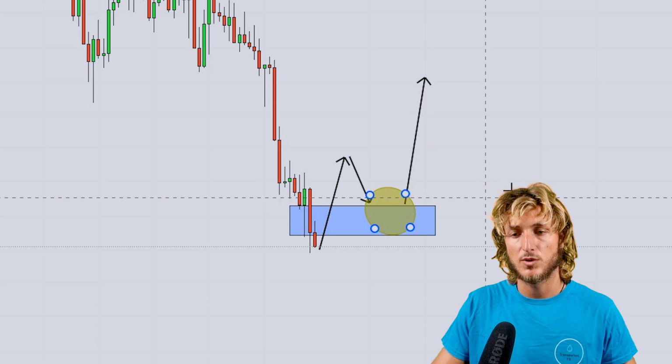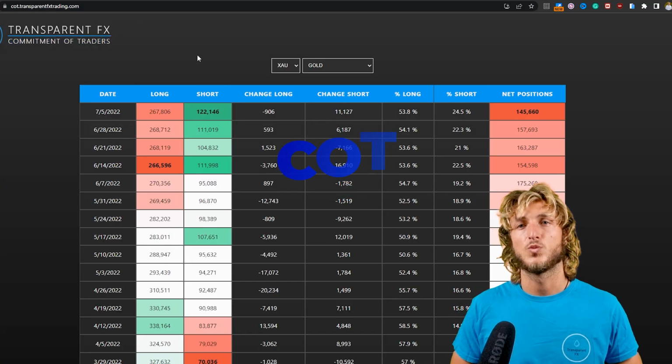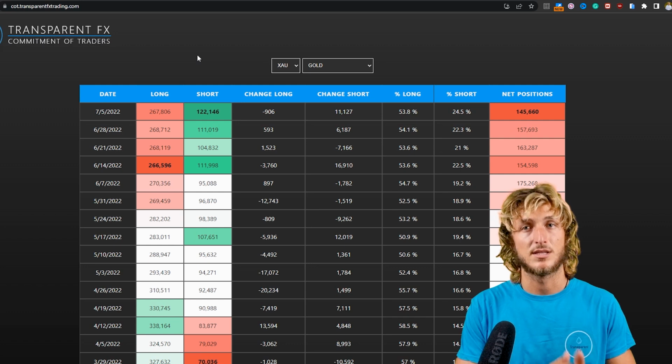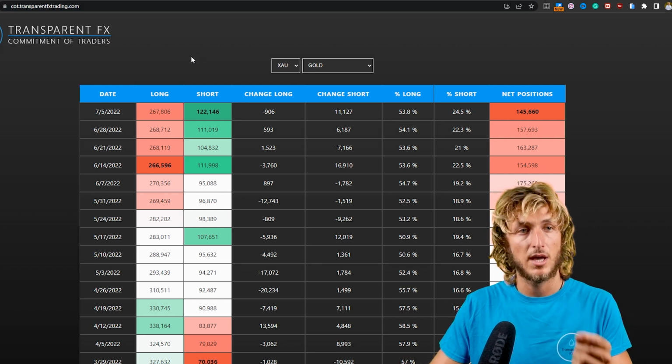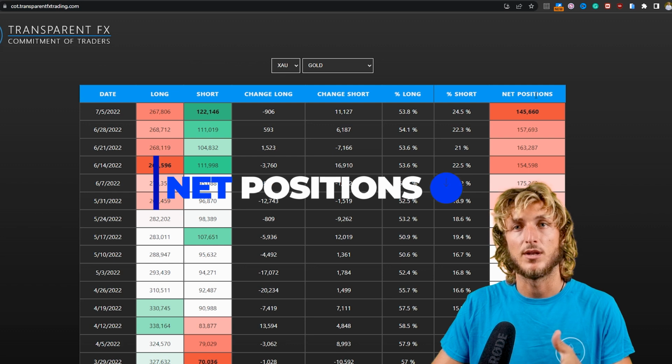Now, if we go and see what we have when it comes to the commitment of traders, so the COT data, which is what the non-commercials, so the biggest speculators in the market are doing, and we check the data specifically for gold, what we can see is that with the last reports, net positions have been dropping.